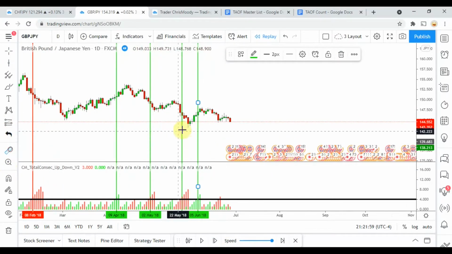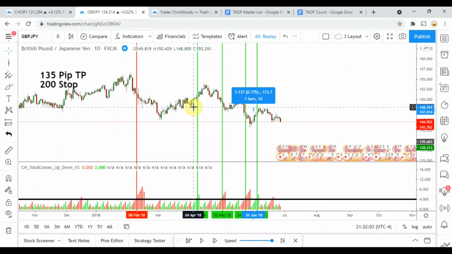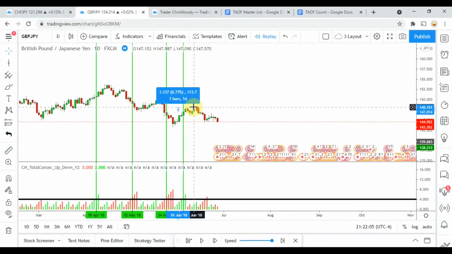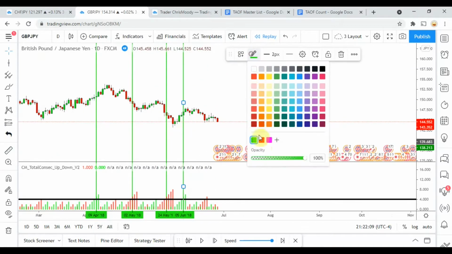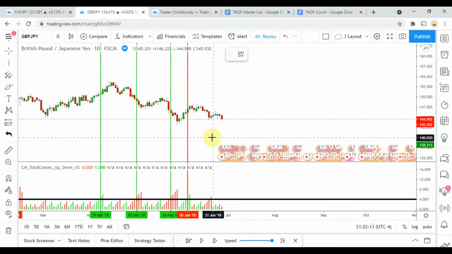I don't know if that one got us to take profit. Let's measure this out. 135. Nope, barely missed take profit. Then it worked its way down. Definitely stopping us out there.